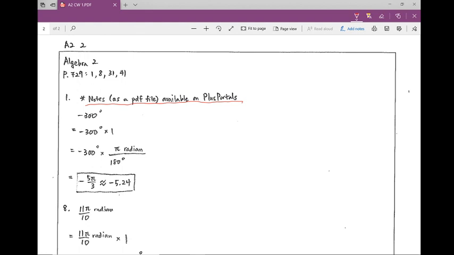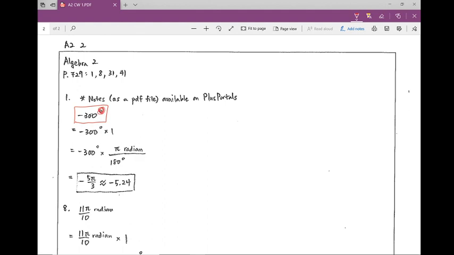Number 1, it says write each measure in radians. So that's what we're going to do. And then express the answer in terms of pi and as a decimal rounded to the nearest hundredth. Right? So we have negative 300 degrees. As noted in your notes, we don't like using degrees anymore because it's an arbitrary number to have a full circle be represented by 360 degrees. So we're going to use what is called radians.